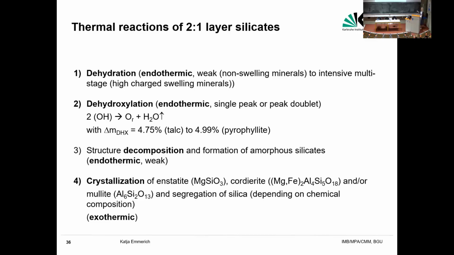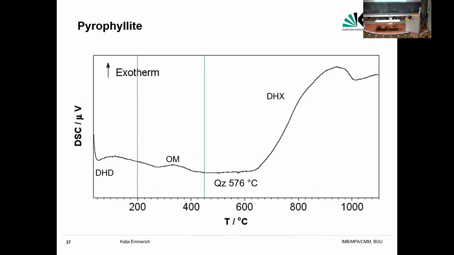For the crystallization of high temperature phases, in the case of a trioctahedral mineral like talc, enstatite would form with segregation of silica. In the case of pyrophyllite, mullite will form, but for any other minerals, smectites, vermiculite, illites, we get different high temperature phases, and therefore a broad peak, or we hardly can see a peak for the recrystallization of the high temperature phases.